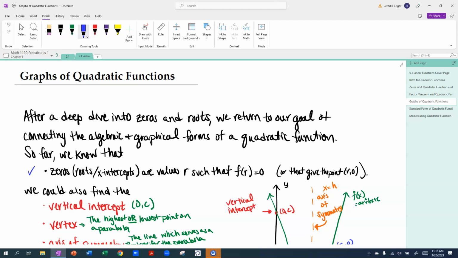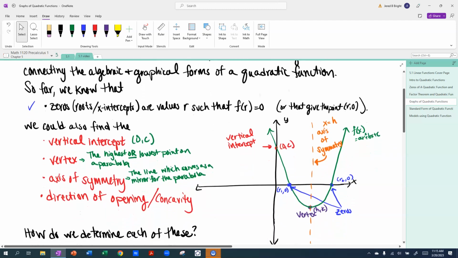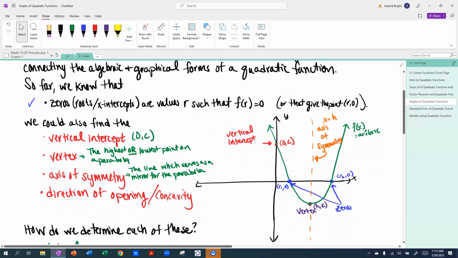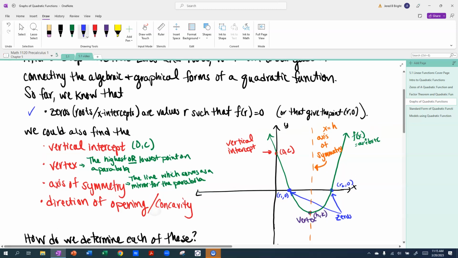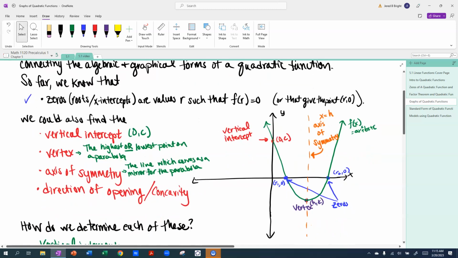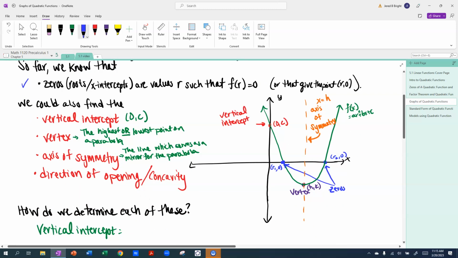But we have a bit more work to do. We need to find, in addition to zeros, these 5 things. For every graph, for every quadratic function, make sure you're finding these 5 things. So zeros are often easy. We need to find the vertical intercept, the vertex, and that's maybe a new piece of language for us, but the vertex is the highest or the lowest point of the parabola.